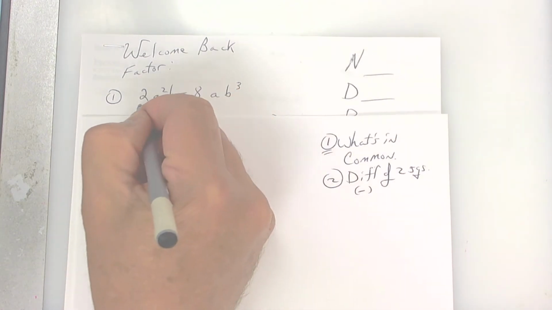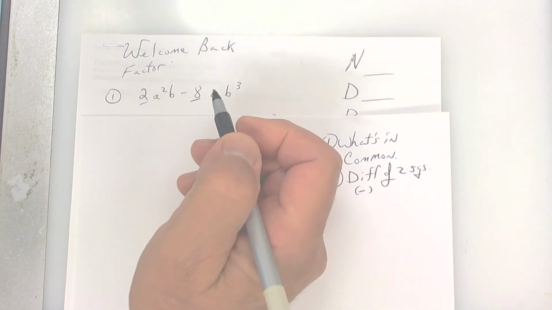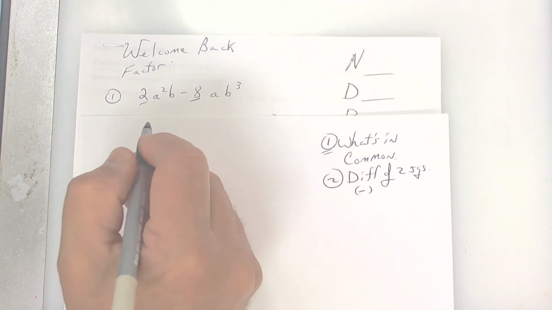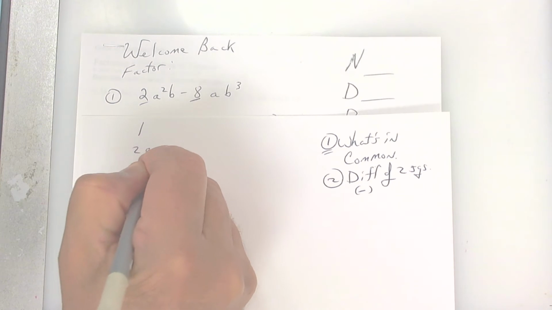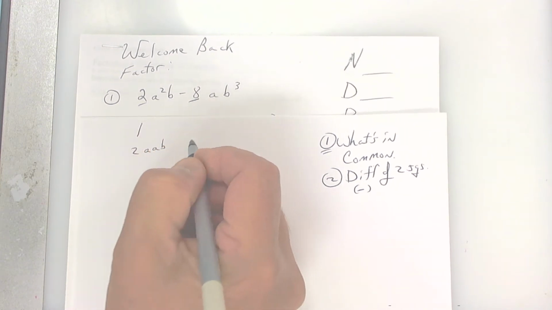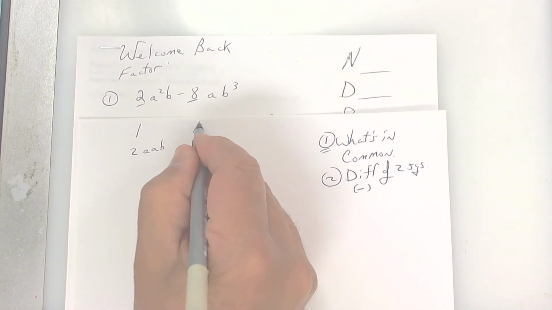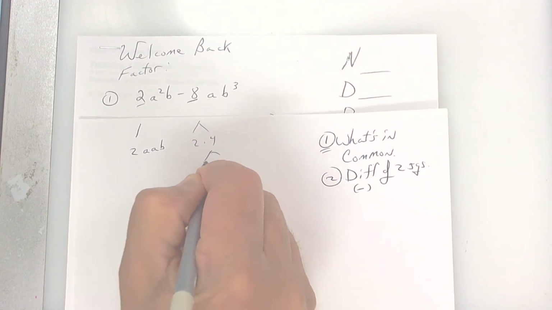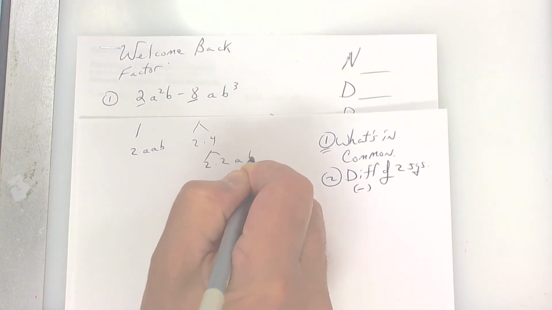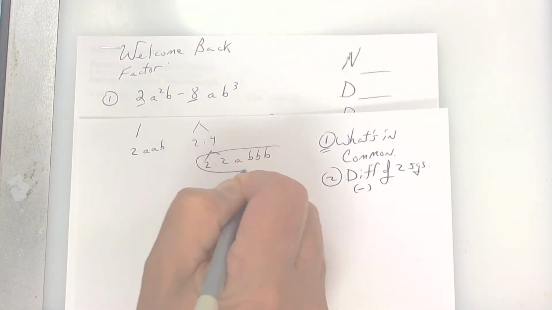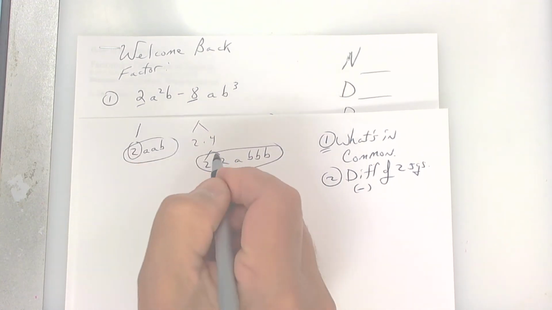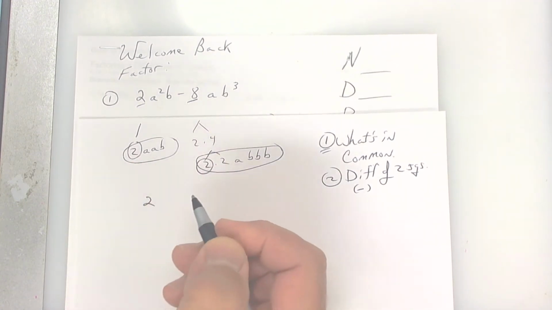Well, this one right here has a 2 in common. Remember what you were taught? Bring down the 2 and then A, B. And then over here it's 2 times 4, and then 2 times 2 and then A, B, B, B. So here they have a 2 in common, so take a 2 out.